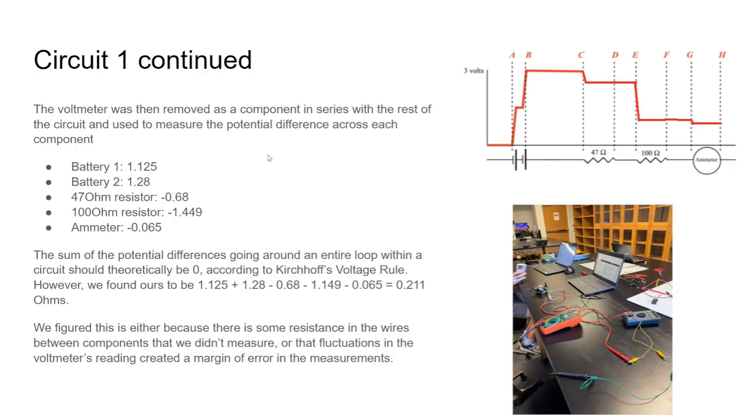The sum of the potential differences going around an entire loop within the circuit should theoretically be 0, according to Kirchhoff's voltage rule. However, we found it to be about 0.2 ohms. We figured that this is either because there's some resistance in the wires between components that we didn't measure, or it was due to fluctuations in the voltmeter's reading that created a margin of error in the measurements.